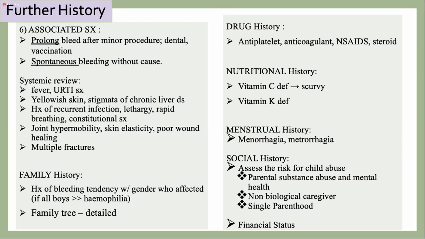For a patient who has already reached puberty, we need to know whether they are having any symptoms of menorrhagia or metrorrhagia. And for social history, we need to exclude any risk that the child may be abused. For example, if the parent is a substance abuser or has any mental health problem, or the child is cared for by a non-biological caregiver, or living with a single parent. Also, we need to know the financial status of the parents.